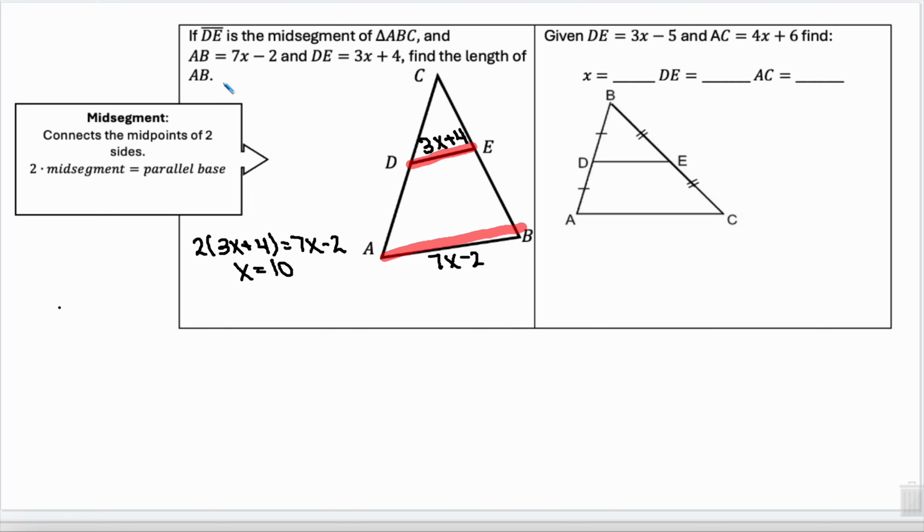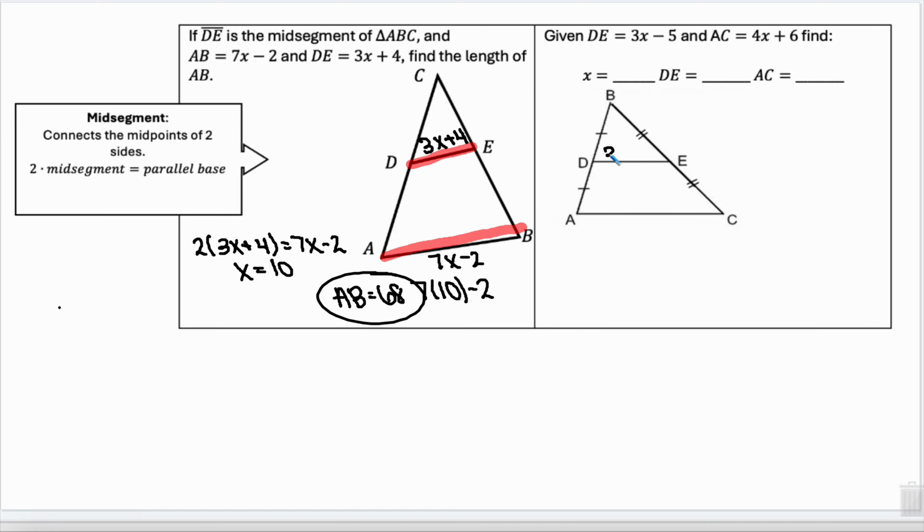It then asked you to find the length of AB. Well, AB is here, so I can say 7 times 10 minus 2. You can plug that in Desmos or by hand, but 70 minus 2 is 68. Given DE is 3x minus 5 and 4x plus 6. Well, how do I know that this is a mid-segment? Well, since it splits this side, so both of these sides are congruent, and both of these pieces are congruent, I know that DE is a mid-segment.